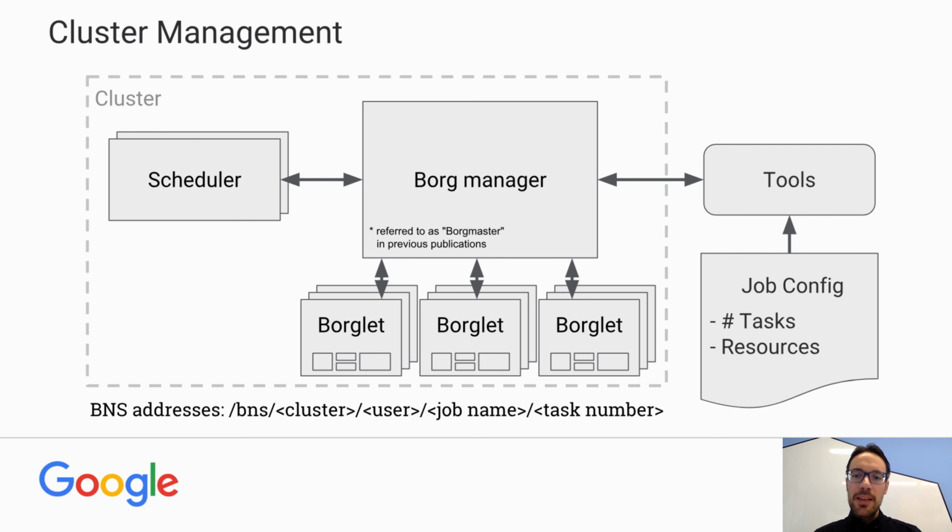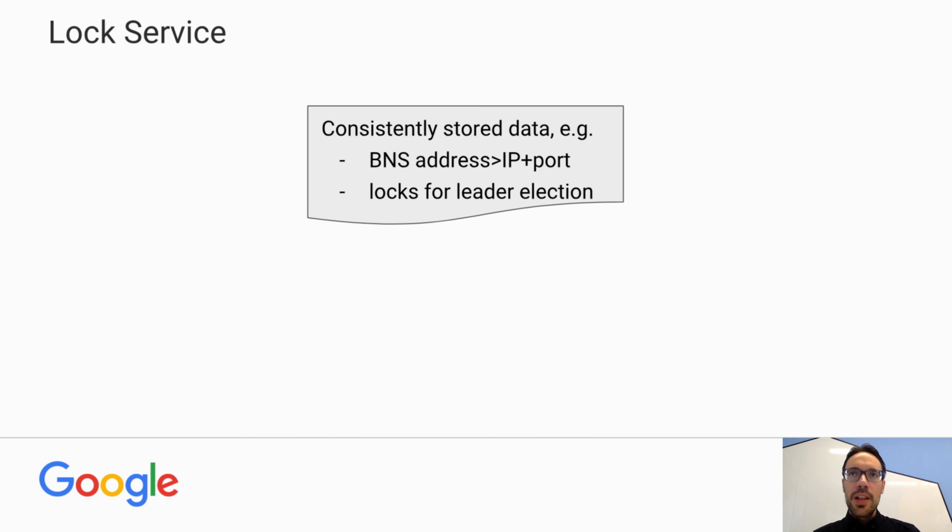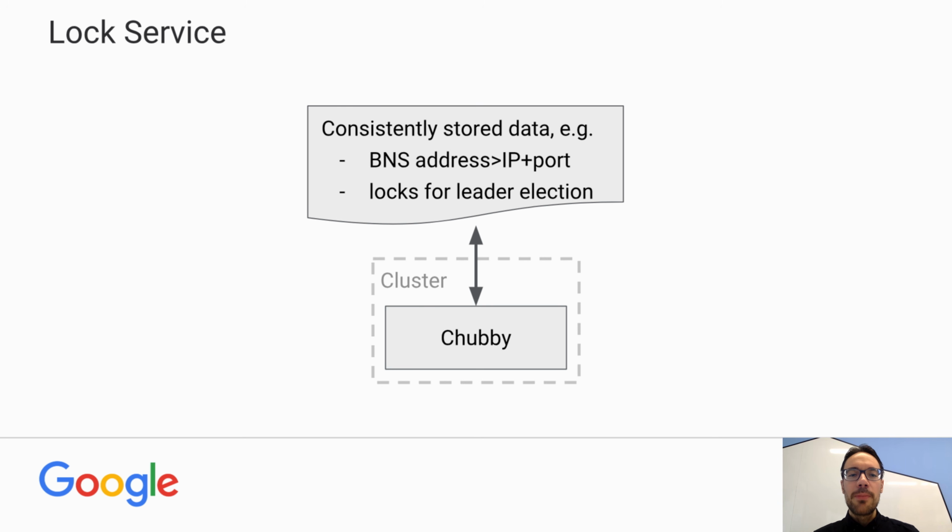Where is the mapping between BNS addresses and IPs and ports stored? Well, the mapping between BNS addresses and IP addresses and ports, as well as logs to elect the new Borg manager if the current one malfunctions, and potentially some other data, are stored in Chubby.